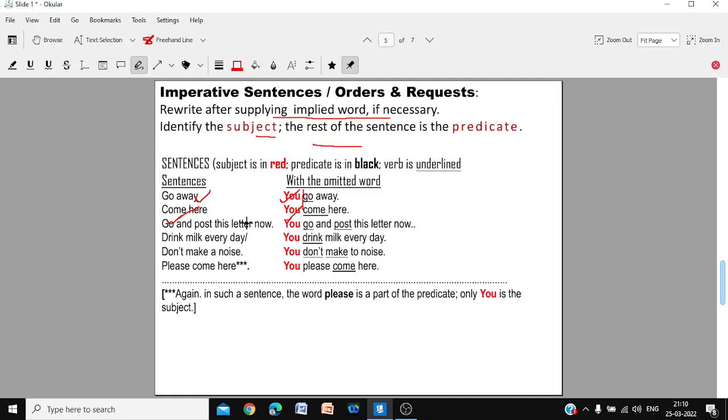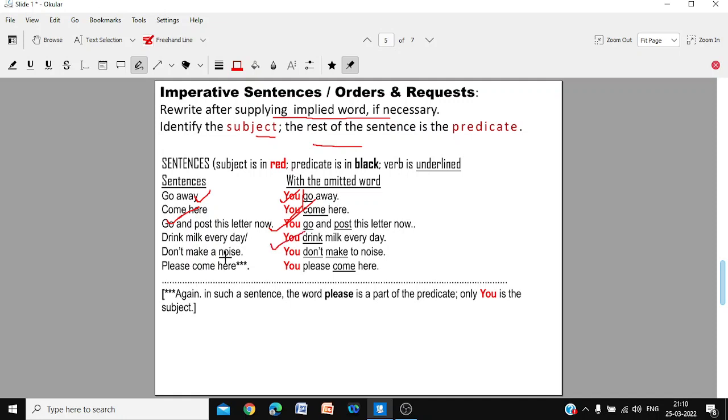Go and post this letter now. If I wanted to post, I would not be telling you. So you have to post. So you go and post. That means you is a subject. Drink milk every day. Who will drink? You drink milk every day. So you is a subject.